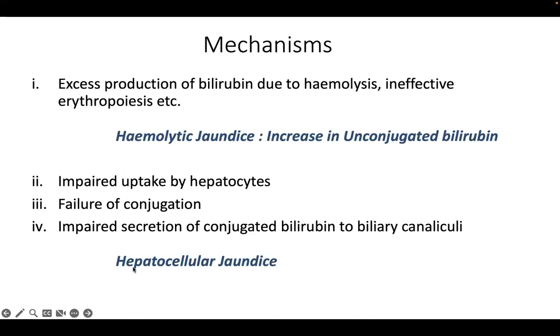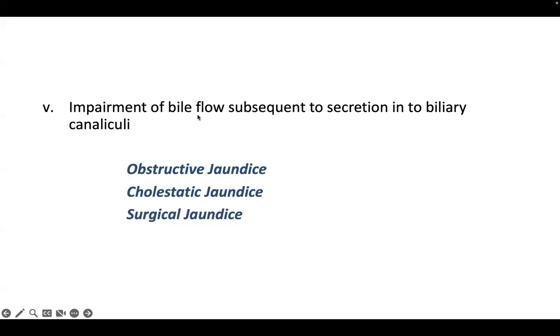Then you have hepatocellular jaundice, that is the hepatic portion. This is due to a problem in the liver: impaired uptake by hepatocytes, failure of conjugation, impaired secretion of conjugated bilirubin to the biliary system. Those will all cause hepatic jaundice. Then we come to the post-hepatic, which is obstructive jaundice, cholestatic jaundice, surgical jaundice. These are all the same thing, but the main name we go by is obstructive jaundice. This is impairment of the flow of bile in the biliary system. Something in the biliary system will impair the flow, and this will cause obstructive jaundice.